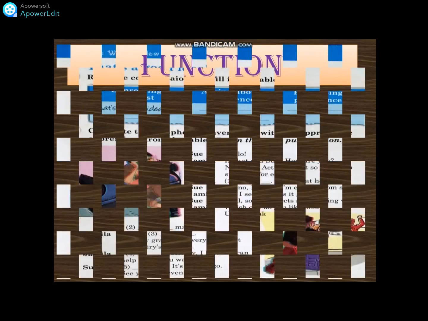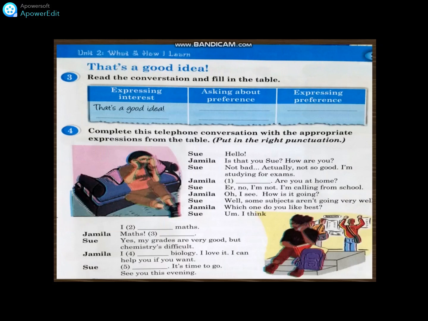Function. So please copy this in your exercise copybook, please. That's a good idea. You copy the table in your exercise copybook. Write expressing interest, asking about preference, or expressing preference. Now, read the conversation and fill in the table. In the conversation we have seen now, what are the expressions we have expressing interest? Like for example, the example you have, that's a good idea.